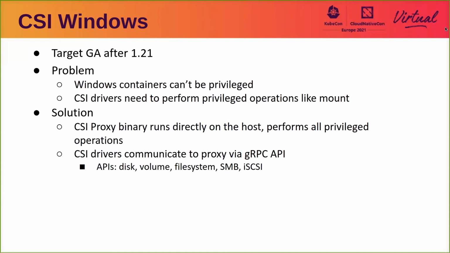The CSI proxy will expose an API through gRPC over a named pipe for executing privileged storage-related operations on Windows hosts on behalf of Windows containers like CSI node plugins. CSI proxy API groups include the disk, volume, file system, SMB, and iSCSI. Next, please.